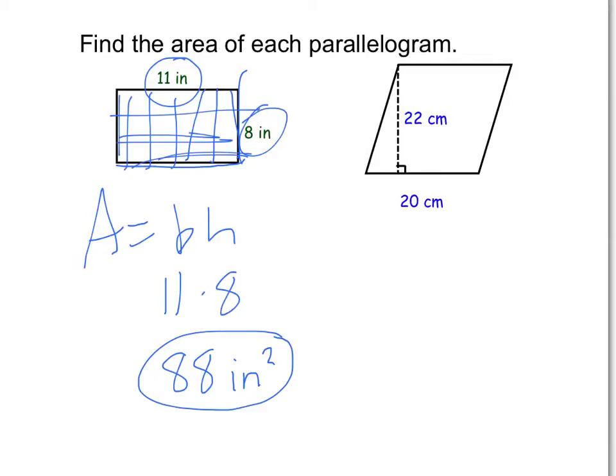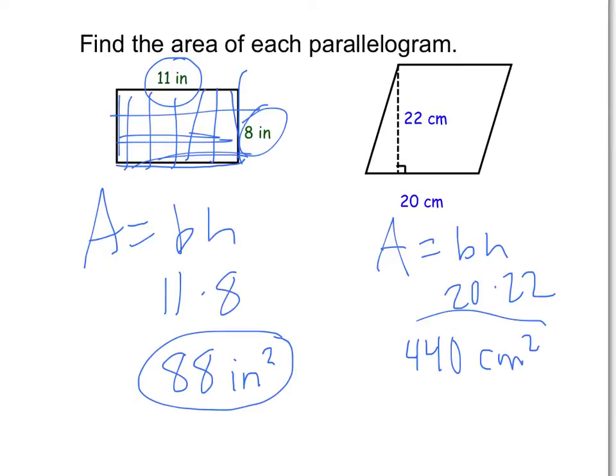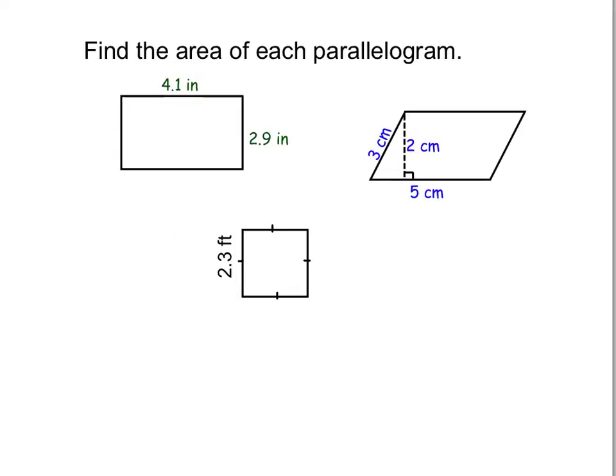Alright, the next one, area equals base times height, so I'm writing down the formula. The base is 20, the height is 22, and my answer is 440 centimeters squared. Okay, here's some more. Maybe pause the video and try it if you're confident that you can do it.